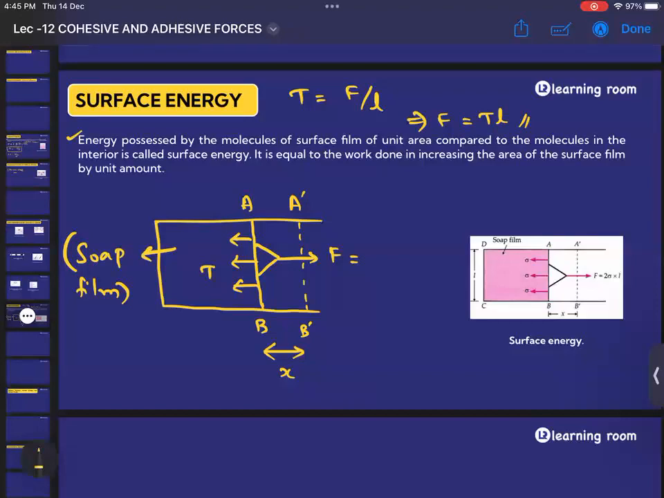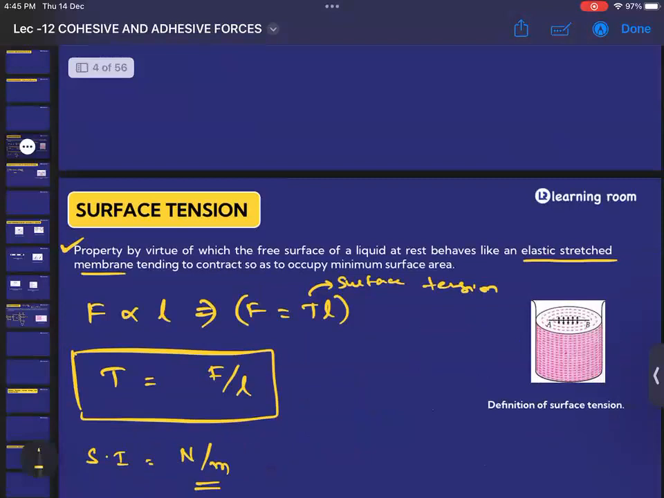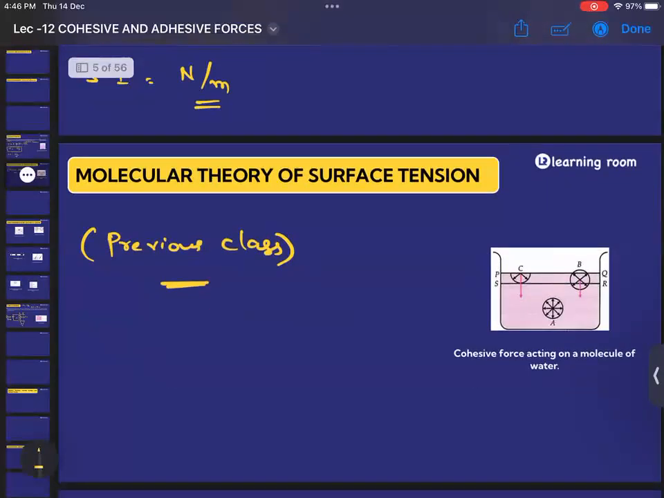My question is, in the surface tension part, it is tending to contract so as to occupy minimum surface area. The surface tension is a property of the liquid which will try to reduce the area, because of the molecular theory of surface tension. Which particle out of A, B, and C will have the highest energy? This I discussed in the previous class. Anybody can answer.